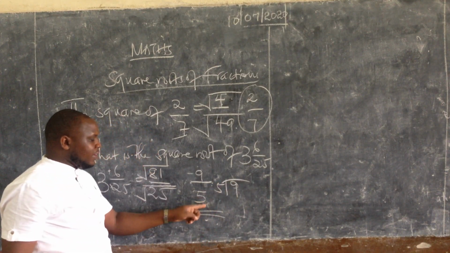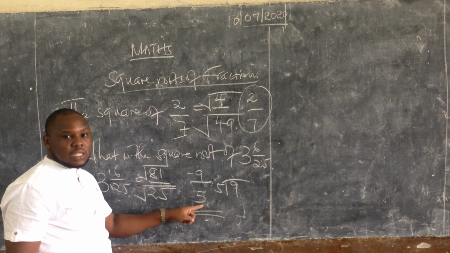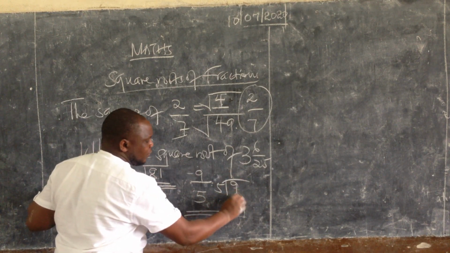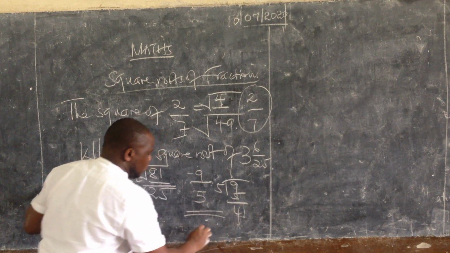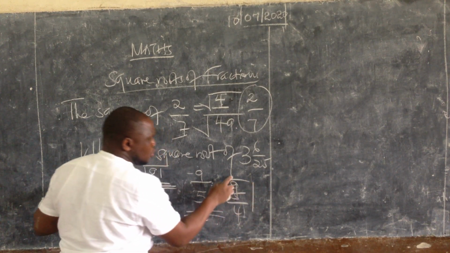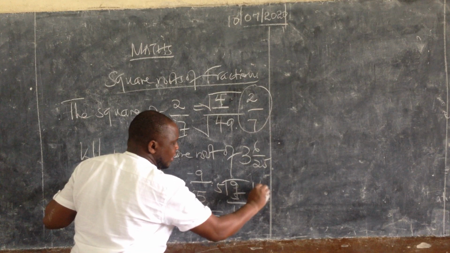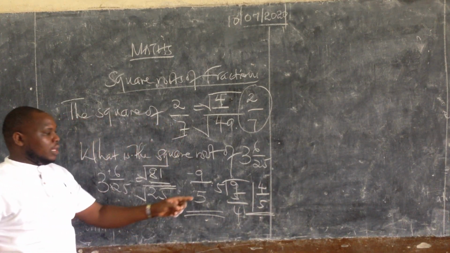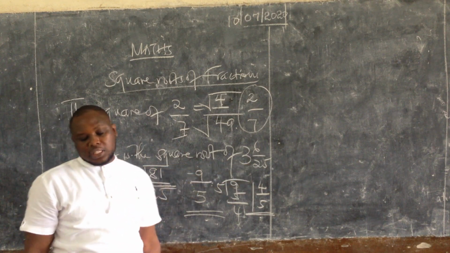Don't leave it at this point because it's a square root. No, you divide it. So 5 into 9, 1 here, you get 5, you get 4. And so your answer will be 1, this one here, and the remainder 4 over 5. So this is going to be the square root of 3 and 6 over 25.